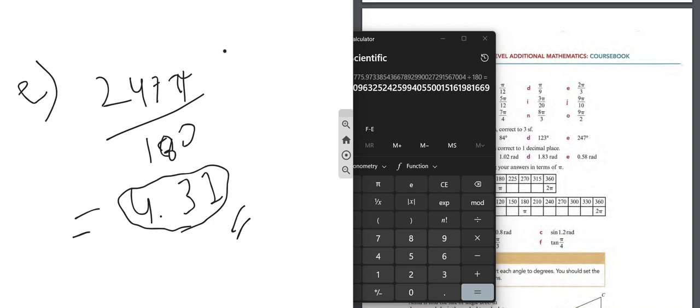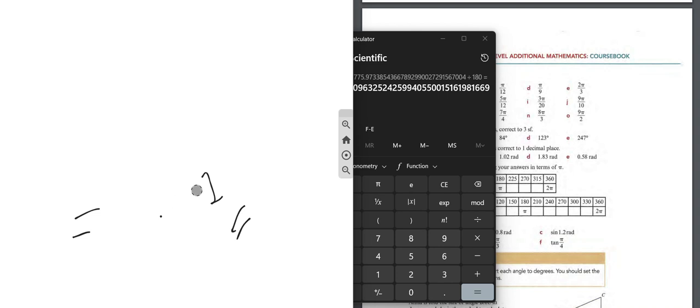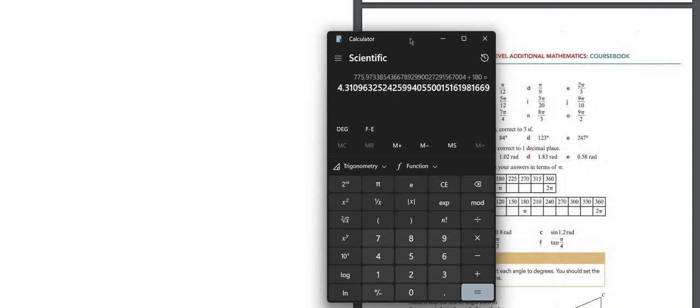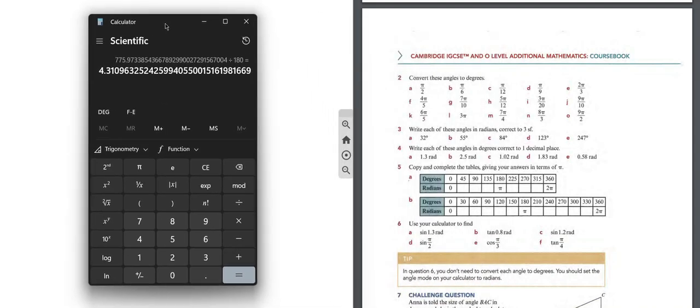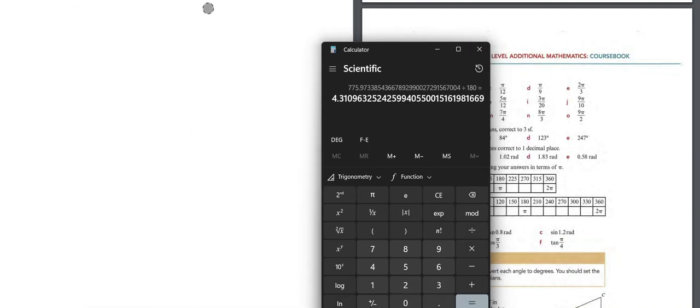Okay, there you go. Now let us do the last questions that are in this exercise. Might seem hard. You have to use a calculator, right? So I think you write each of these angles in degrees correct to decimal place. I will do the last part also in this.